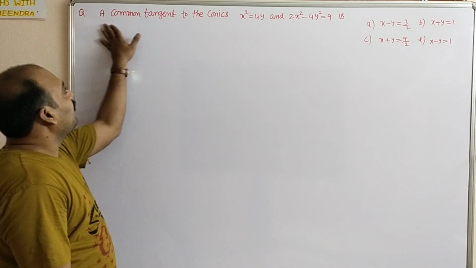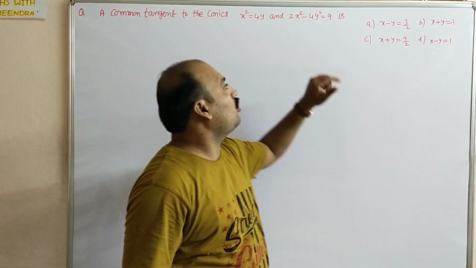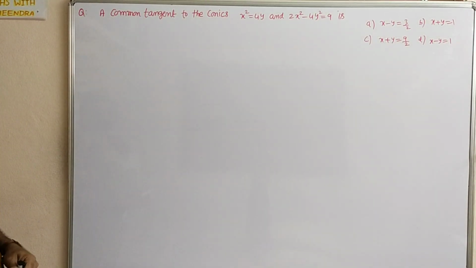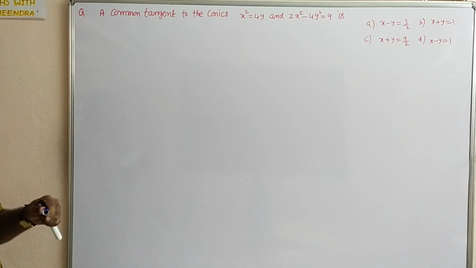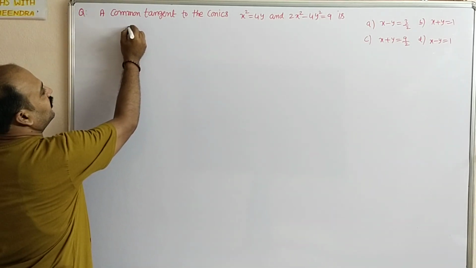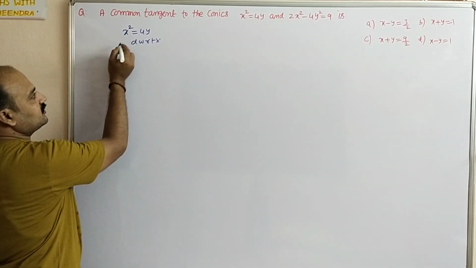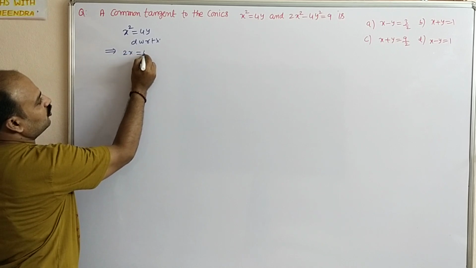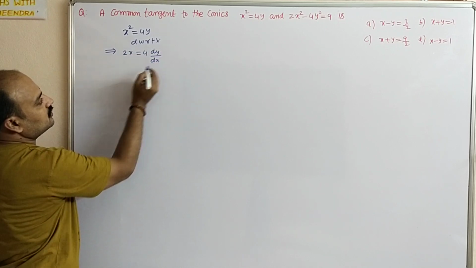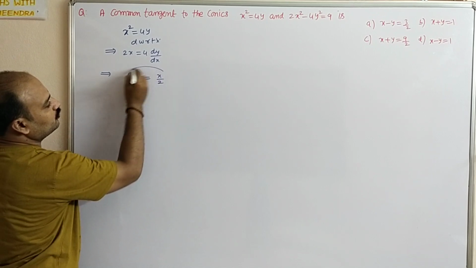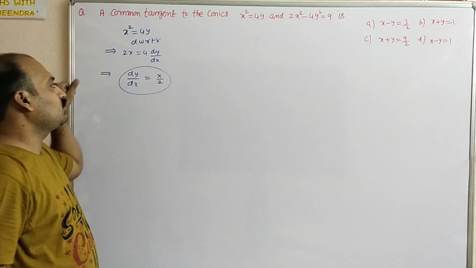The next question. A common tangent to the conics x square equal to 4y and 2x square minus 4y square equal to 9 is. So common tangent, that means they touch at one point. So whenever they have a common tangent, their slopes are equal. So x square is equal to 4y, differentiate with respect to x, square derivative 2x is equal to 4 into y derivative is dy by dx. So dy by dx as the subject, dy by dx is equal to x by 2.